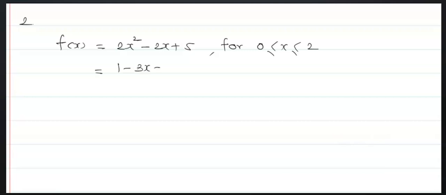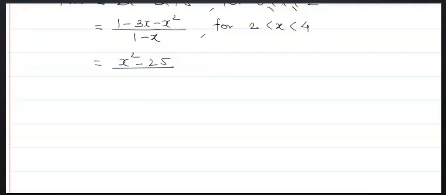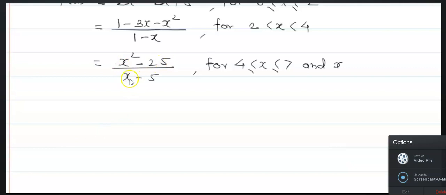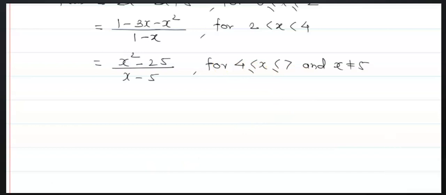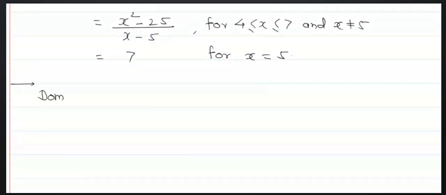f of x is equal to 2x squared minus 2x plus 5 for x lying between 0 and 2; (1 minus 3x minus x squared) upon (1 minus x) for x lying between 2 and 4; and (x squared minus 25) upon (x minus 5) for x lying between 4 and 7; and equal to 7 for x equal to 5. The domain of f is the closed interval 0 to 7.